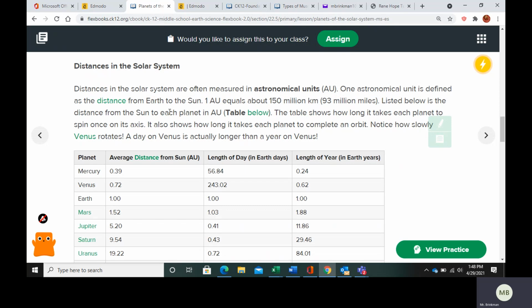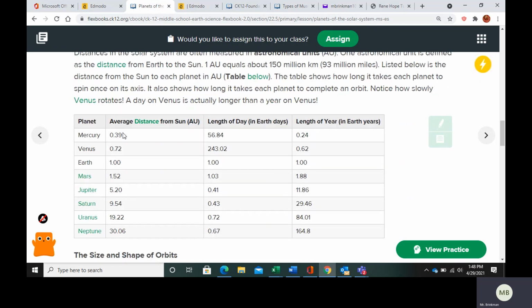So listed below, we have the distance from the Sun to each planet in astronomical units, and it's going to show how long it takes each planet to spin on its axis, so how long its day is, and how long it takes each planet to complete an orbit, or how long its year is. So, if you look at Venus, a day on Venus is actually longer than a year on Venus, which is quite odd.